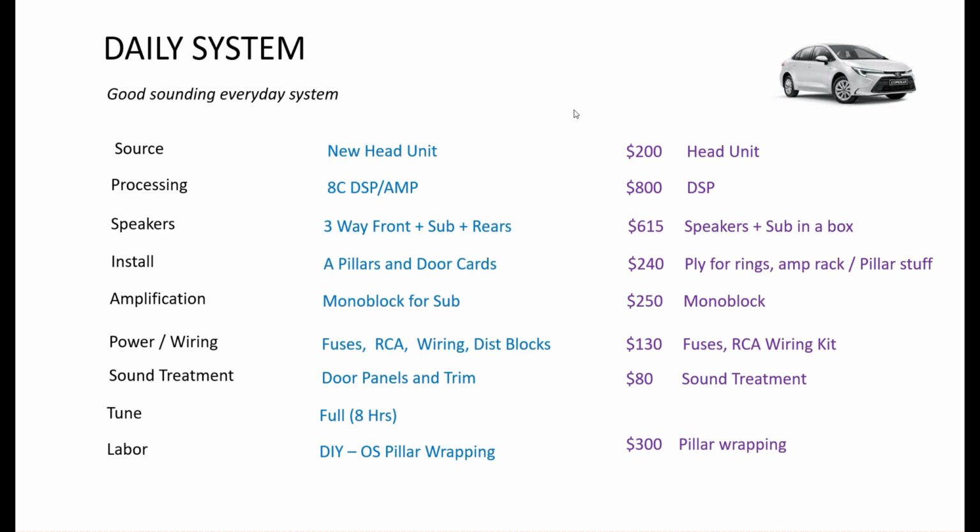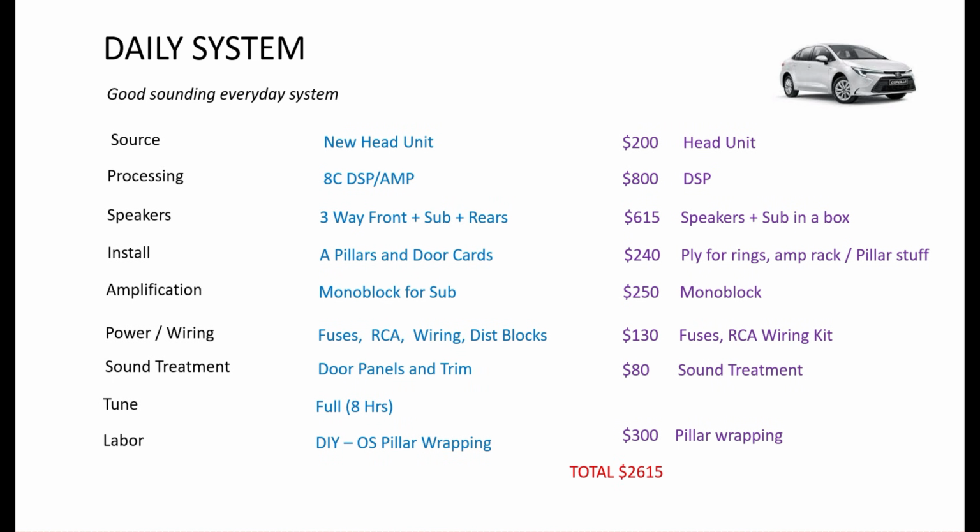I'm going to use ply instead of MDF, more solid mountings for the rings, all the resins and things that I need to build my pillars. I've got my amplifier for $250, all the fuses and wiring stuff are about $130, $80 worth of sound treatment, and it's going to cost me about $300 to get my pillars wrapped right by a professional, right? So that's all looking pretty good.